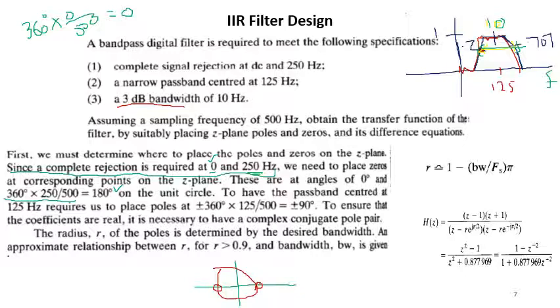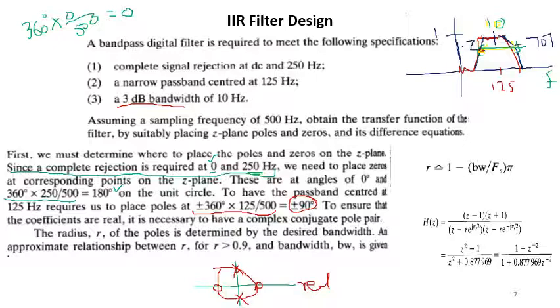For the passband to have a center frequency, we find the poles, because at that point it will have the high values. So we have plus minus 360 degrees multiplied by 125 divided by 500, which gives 90 degrees. Because it's not on the real axis, we'll have a complex conjugate pair of poles. We denote a pole by a cross, so we have a pole here and a pole here.